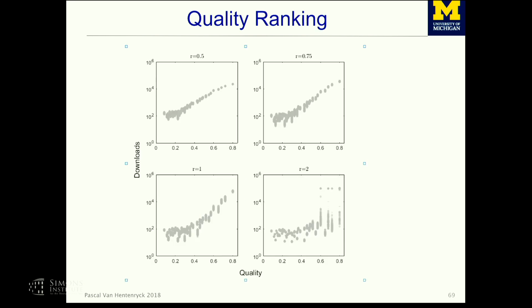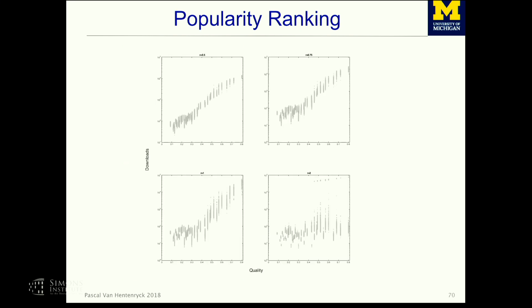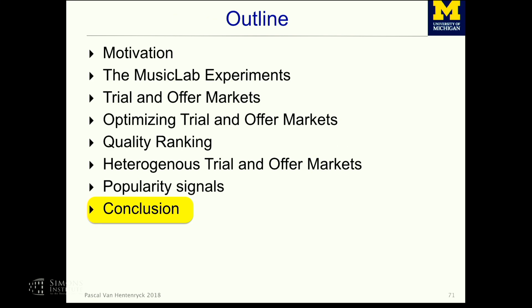And also what you see here is the predictability results. And once again, as long as R is smaller than 1, everything is predictable. When it gets greater than 1, and this is 2, even when you use the quality ranking, you introduce unpredictability inside the market. And the popularity ranking is completely unpredictable, as Watts and his colleagues have actually shown.